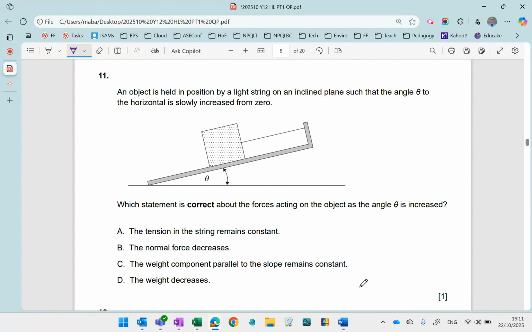Okay, question 11. Which statement is correct about the forces acting on the object as the angle theta is increased? Okay, so we've got tension in the string. We've got the normal reaction force, which we draw normal to the surface. Okay, and the other force that we've got is the weight.